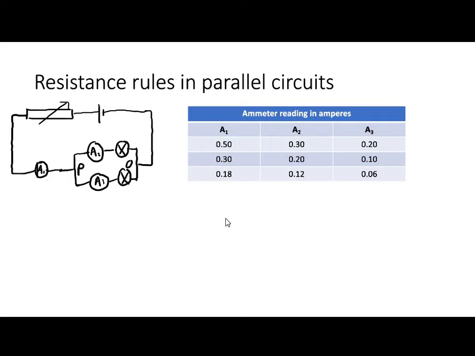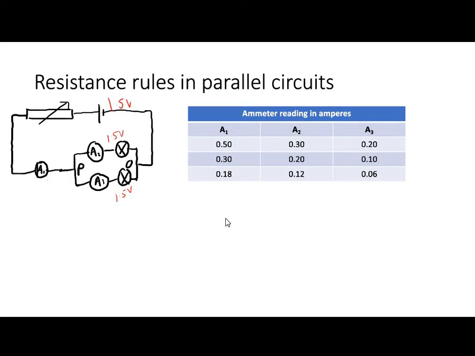Now, what we also know is that the potential difference is the same across these components. So if my potential difference here is 1.5 volts, I know that my potential difference here is 1.5 volts and here as well, because potential difference in a parallel circuit is the same across each component.